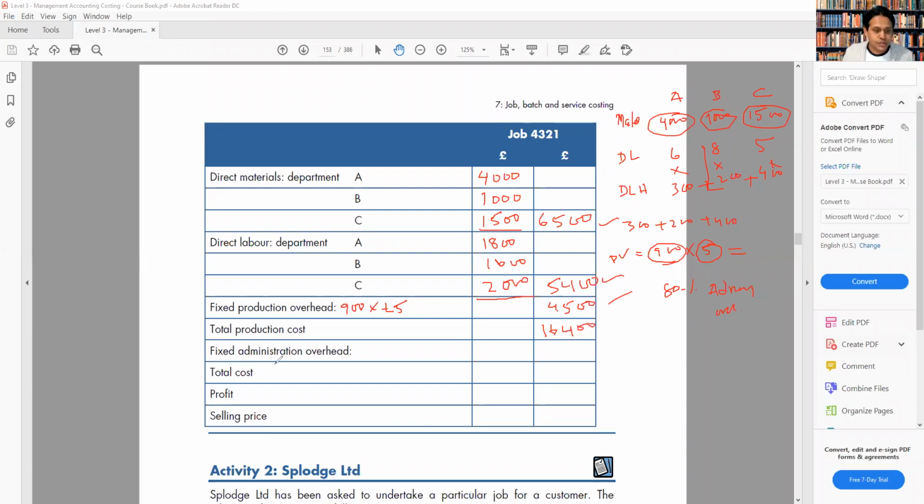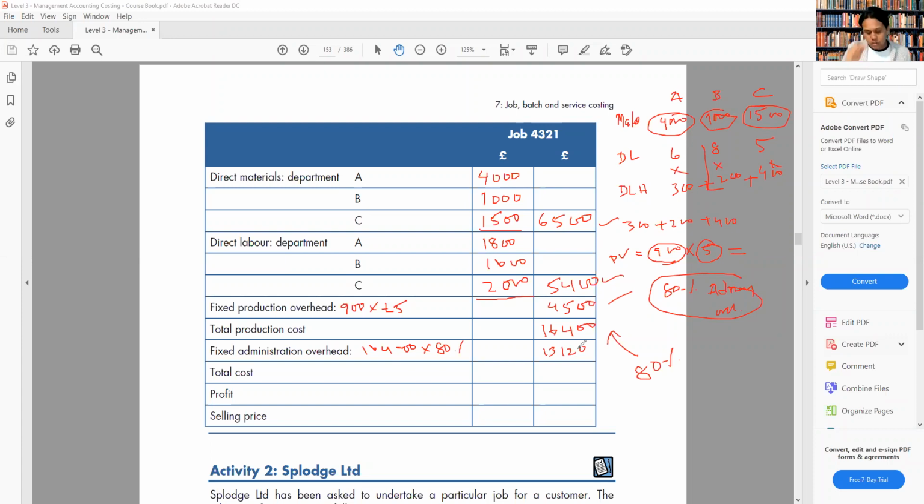Now, the next one we're going to do admin. The admin said 80% of the production. So 80% of the production, we have to do 80% of that. 16,400. Can we do 80% of that? 16,400 times 80%. That gives me the admin. So 13,120. Very well done, Nicholas. Very well done, Jenna. Very well done, Luis. Yes.